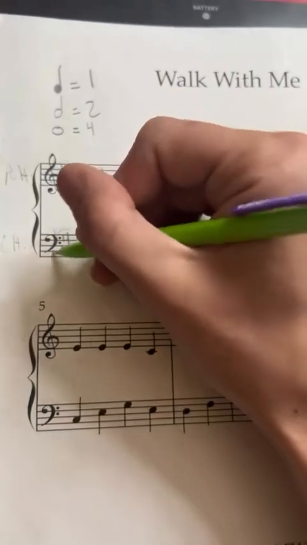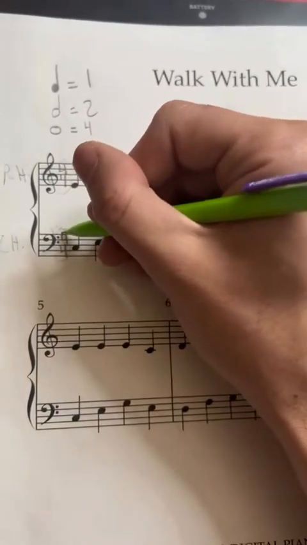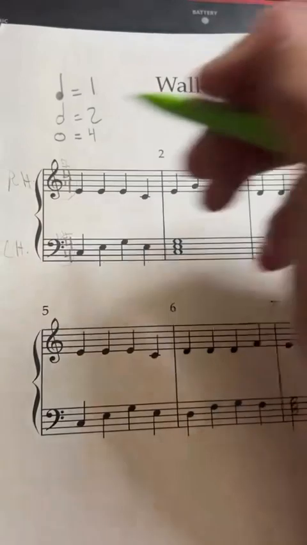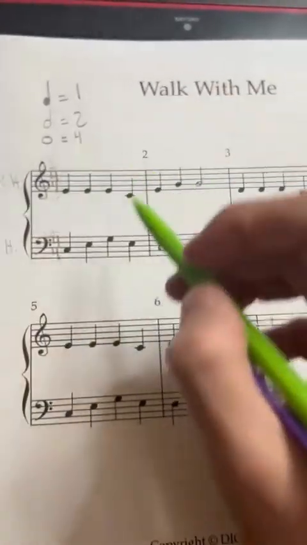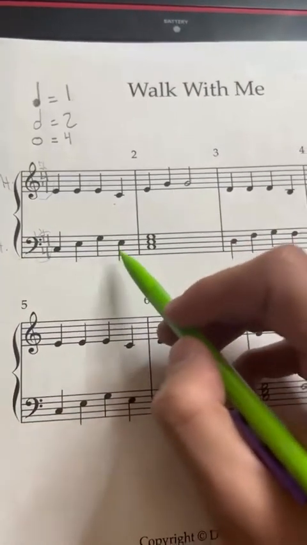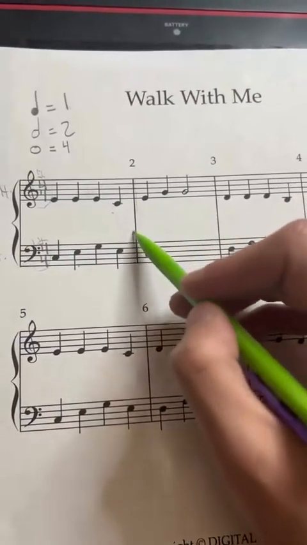This tells you how many beats will be in a measure. So the number here is 4. So there are 4 beats in a measure, and we can do some math. 1 plus 1 plus 1 plus 1 equals 4, and then we have a measure line to create a new measure.